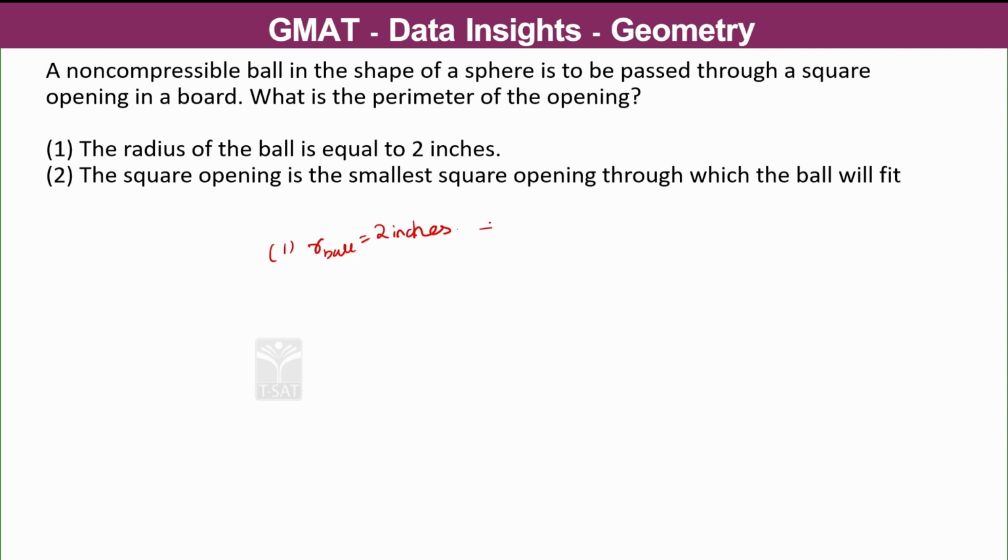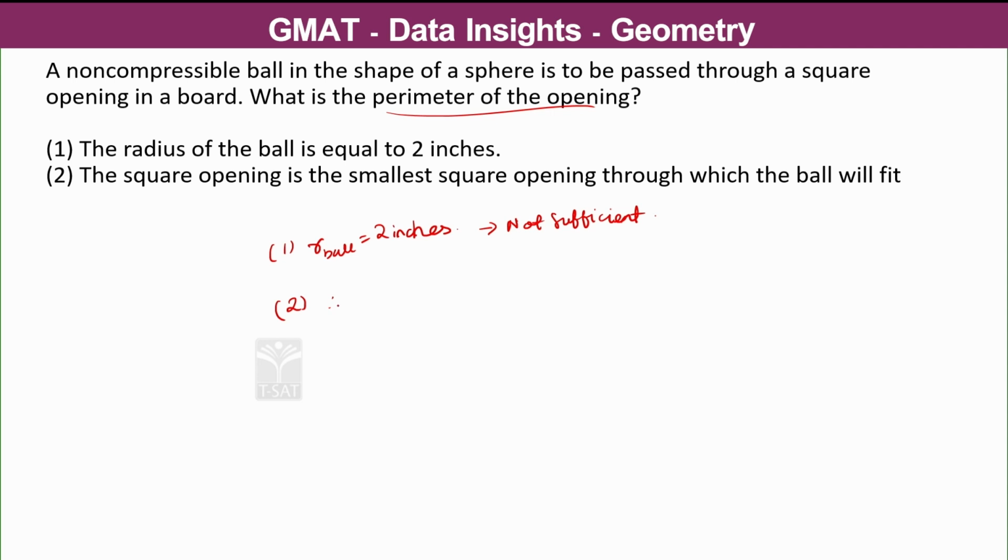So, this information is not sufficient on its own to answer what the perimeter of your opening is. Okay. Second statement tells us that the square opening is the smallest square opening through which the ball will fit.